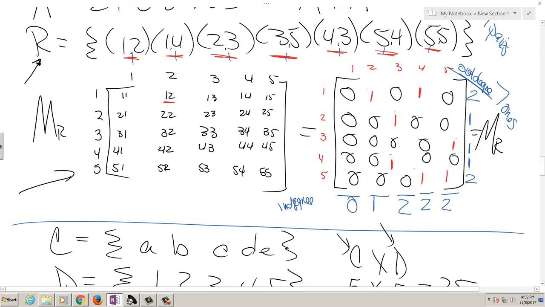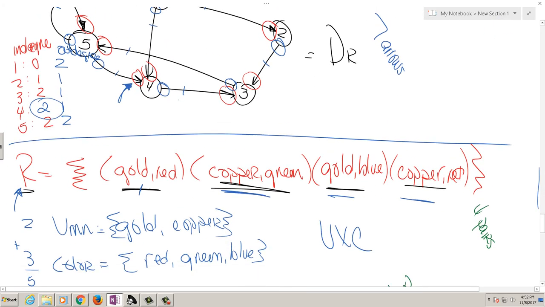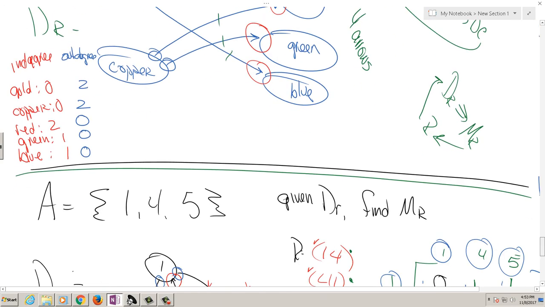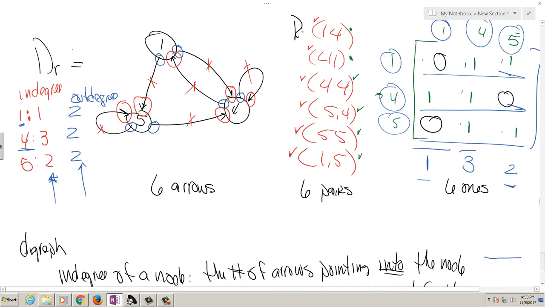Let's see if I got that one right. There it is, 2, 1, 1, 2. Very nice. I got all of these right. 2, 1, 1, 1, 2. So I can calculate the in degree and the out degree from a matrix, and I can calculate the in degree and the out degree from a digraph. Each individual node on the matrix and the digraph has a separate and distinct in degree and out degree.